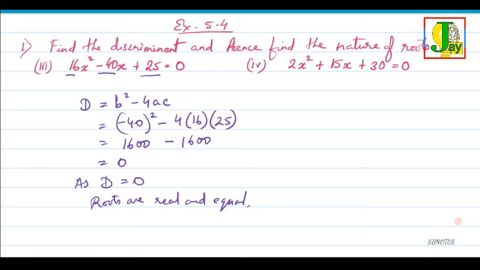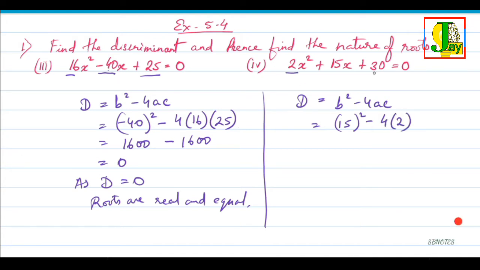The thing is, you are just going to find out whether D is equal to 0, more than 0 or less than 0. Depending on that, you are going to write the nature of the roots. In this question, I have chosen it because there is a different sign. You have a minus sign here and a plus sign here. It doesn't matter because the formula is b square minus 4ac. So you're going to find D equals b square minus 4ac, and b square is 15 square, minus 4 into a is 2, and c is 30.